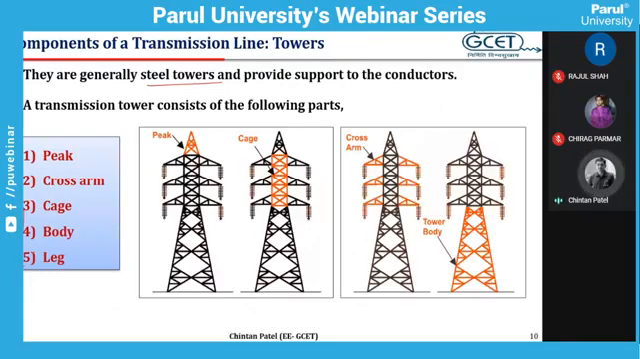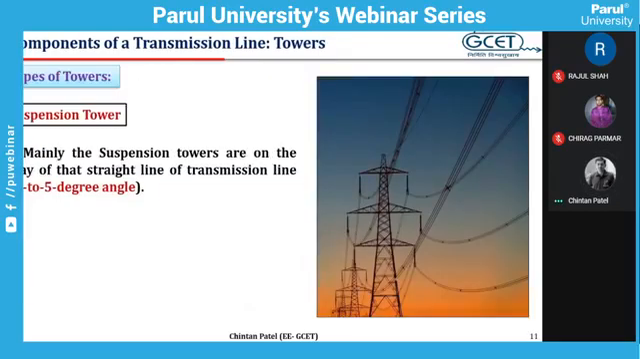If you look at the tower, this part is known as the peak of the tower. Then this middle component is called cage of the tower. These outer components are called cross arm of the tower. The lower component below the cage is known as the body, and there are 4 legs of the transmission tower. There are some other components also, which I will discuss very shortly.